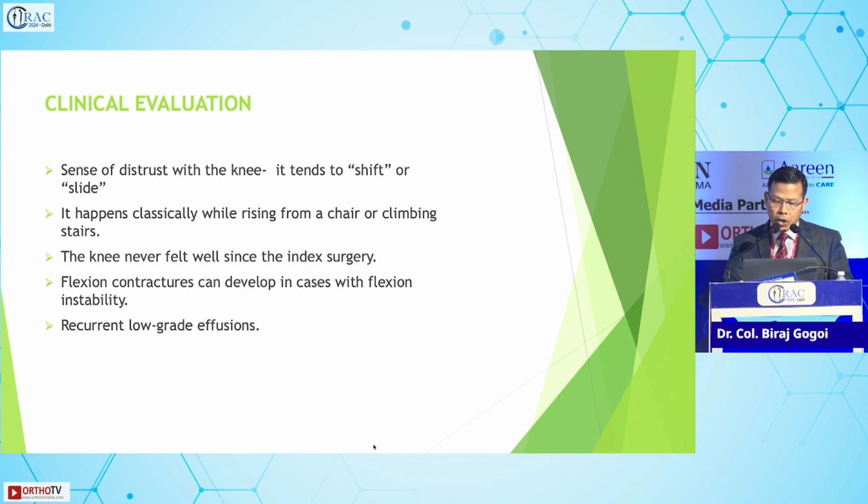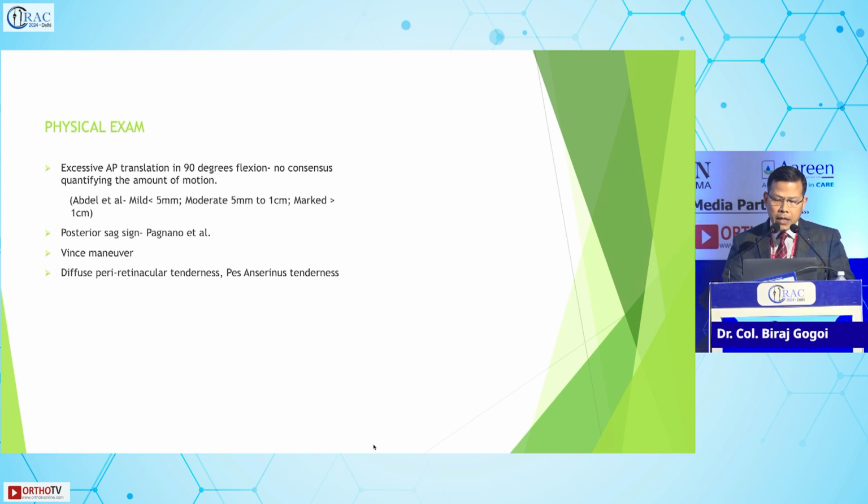Flexion contractures can also develop in cases with flexion instability, and the knee tends to assume a flexed resting position in this setting, leading to this contracture. And some patients present with recurrent low-grade effusions in the knee joint. In physical examination, excessive AP translation is found in 90 degrees of flexion.